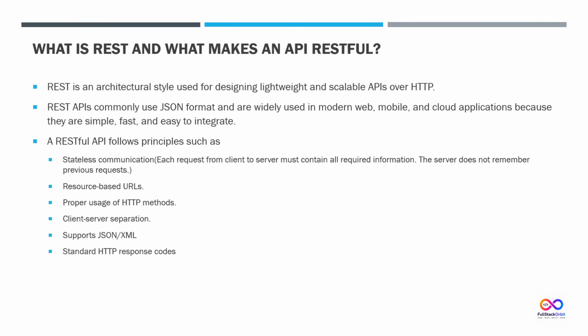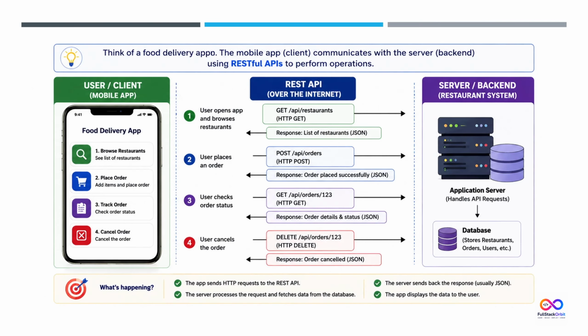Now let's understand the second diagram with a real-world example. Here we have a food delivery app. The mobile application acts as the client here. The backend server handles business logic and database operations. And between them we have the REST API. Now let's see how the REST API works in this scenario.